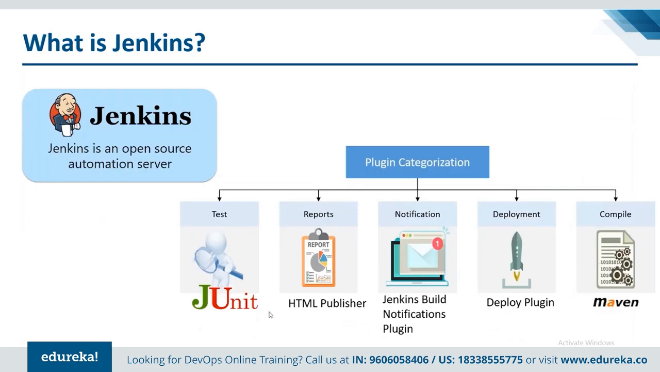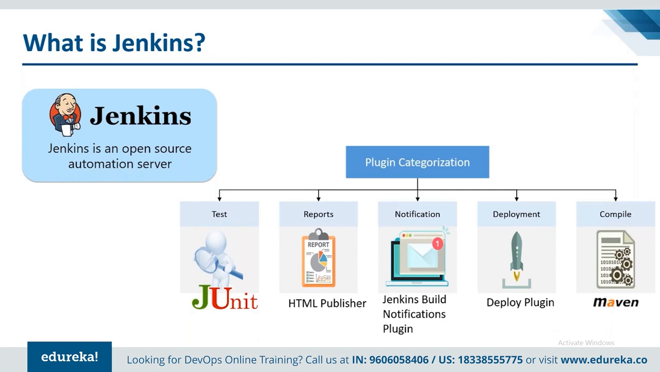As part of Jenkins, we have support for multiple plugins. For example, for testing we have JUnit and Selenium. For report generation, we have HTML Publisher. For notification services, we have the inbuilt notification plugin. For deployment, we have deployment plugins available. And for compilation, we have Maven, which we have discussed already.